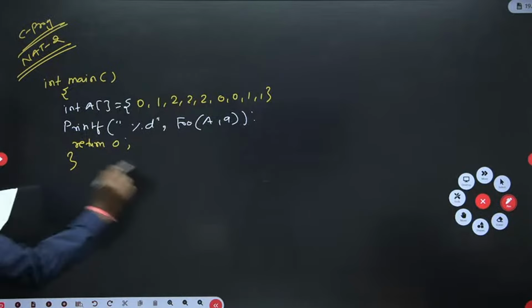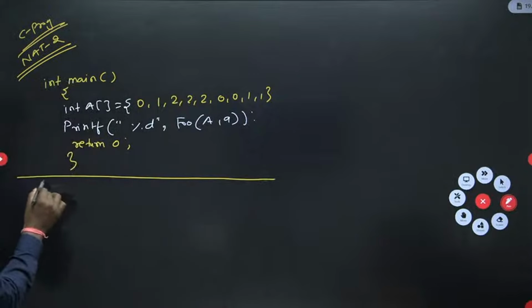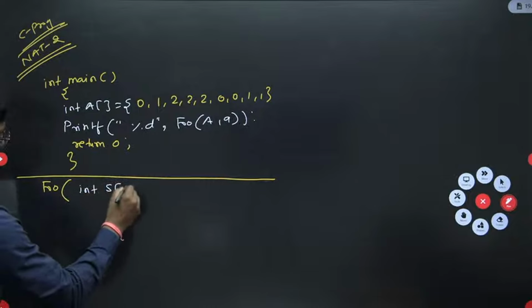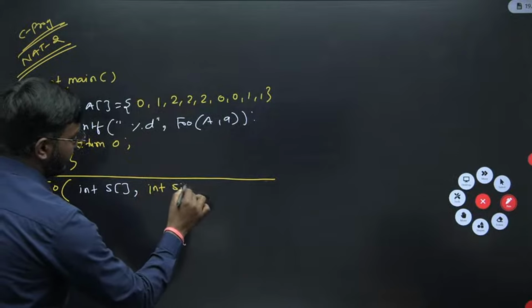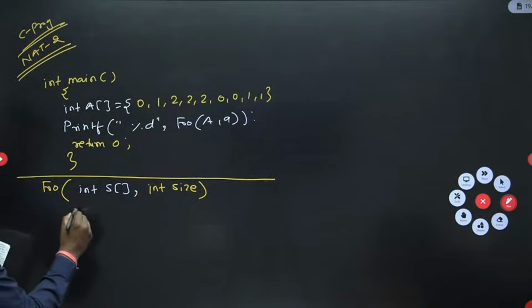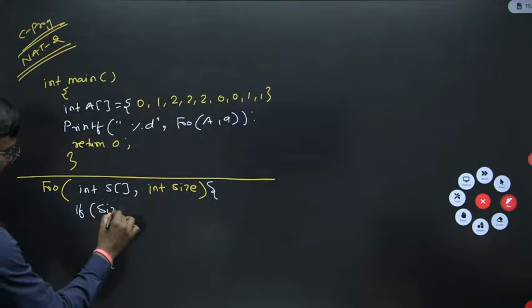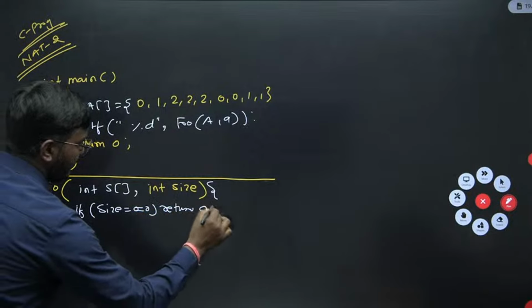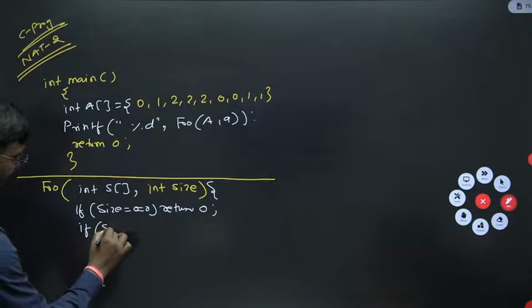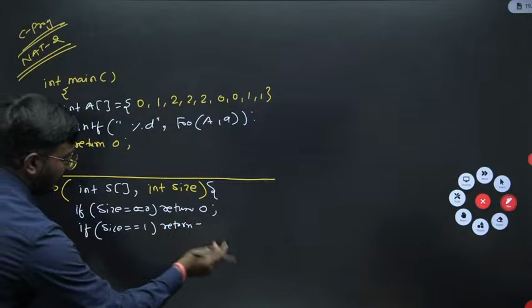Very good. Now let's quickly see the foo function properly. What is the foo function? It takes an int array parameter s, then we have the size, int size. Then we have if size is equal to 0, then return 0. Then if size is equal to 1, then return 1.